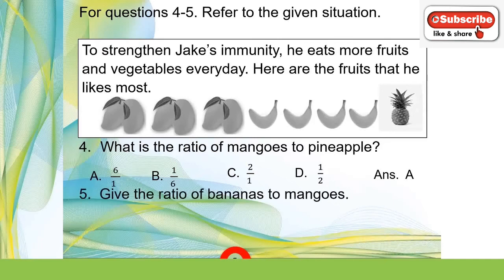And number 5. Give the ratio of bananas to mangoes. A. 3/2. B. 2/3. C. 4/11. D. 11/4. Write your answer now. Time's up. The correct answer is letter B.